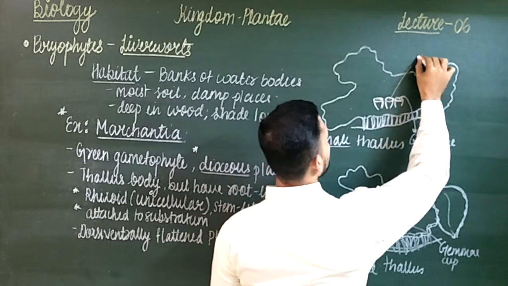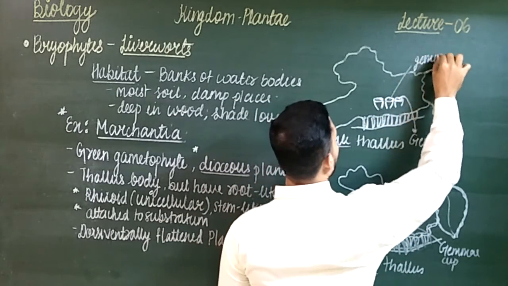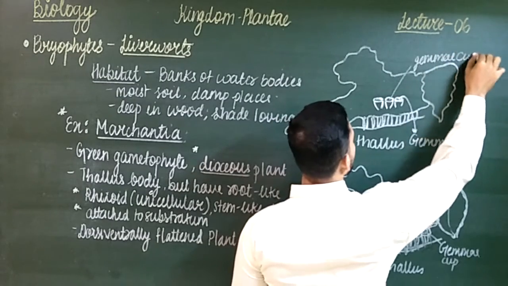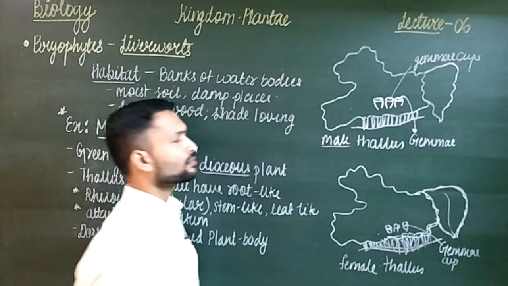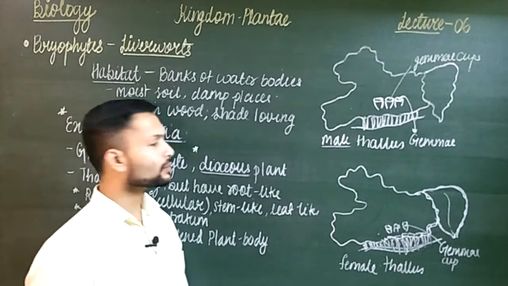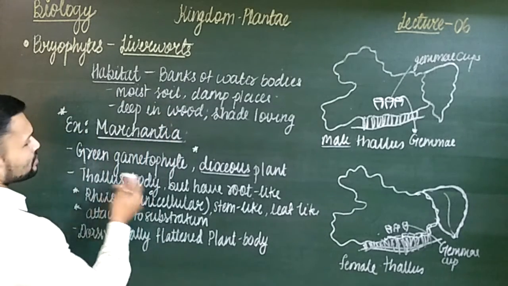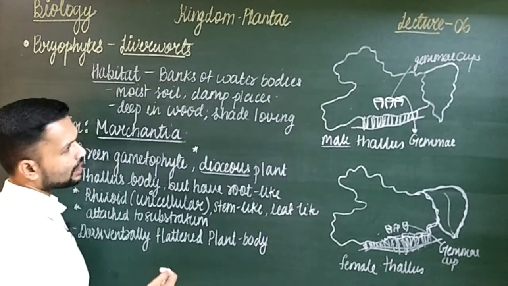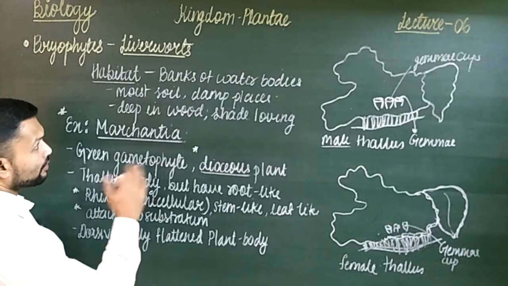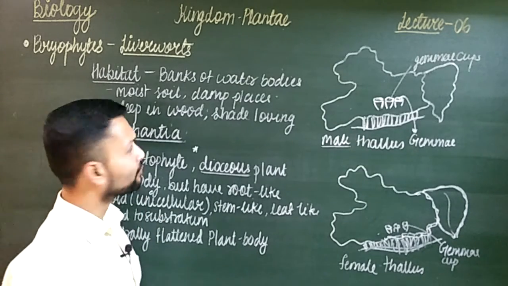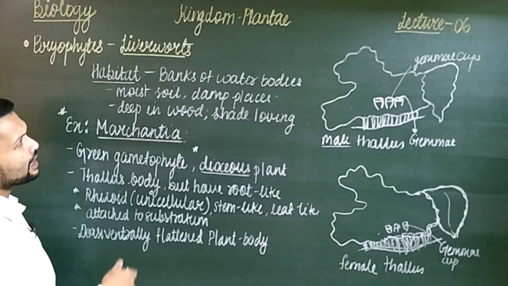Okay, so this is gemmicups which release gemmae, which are like asexual buds. So this is the plant body. So you can note down this. I'll just rub out this and then explain the reproductive part. So just take a quick recap.